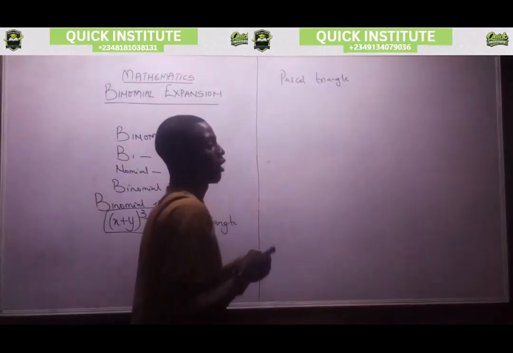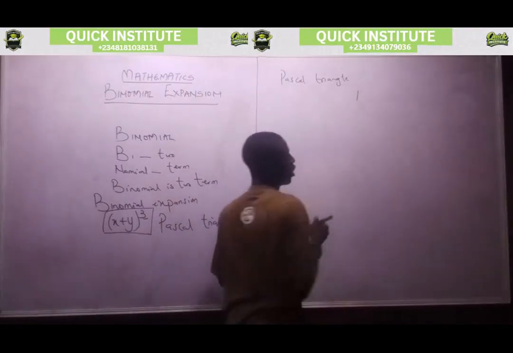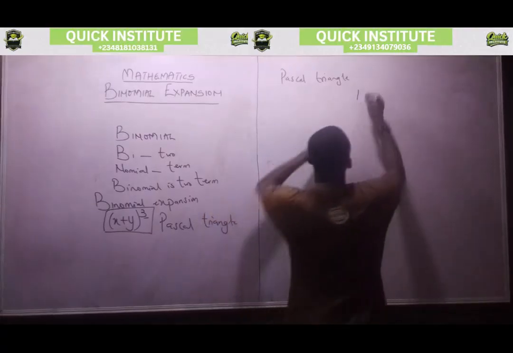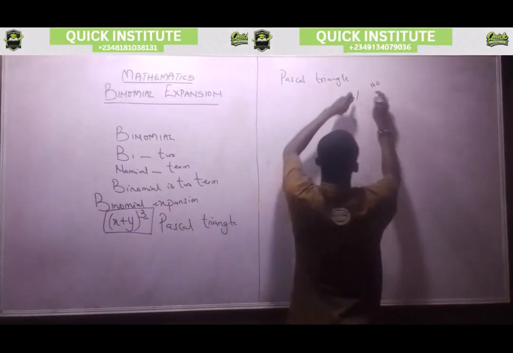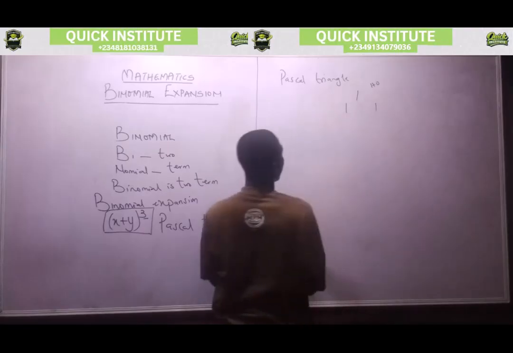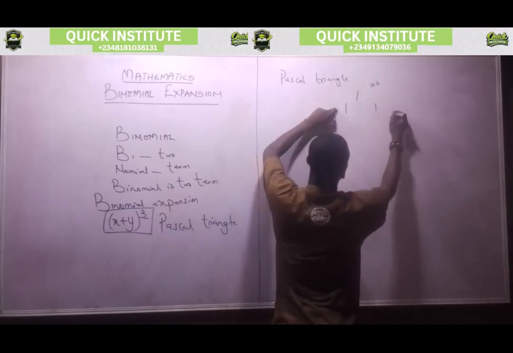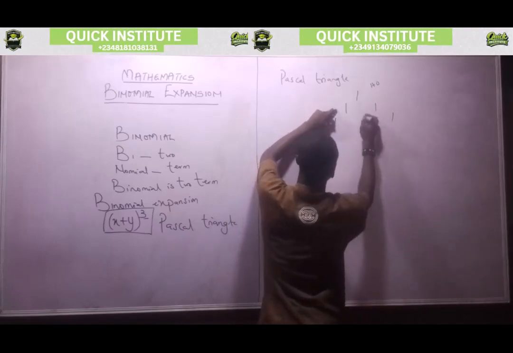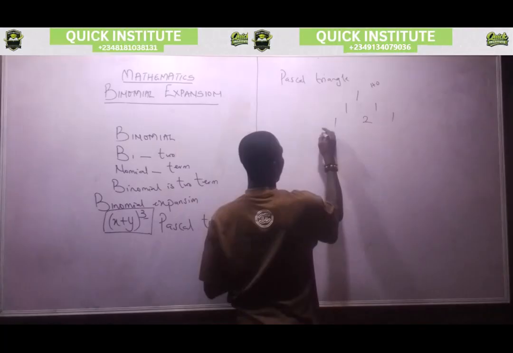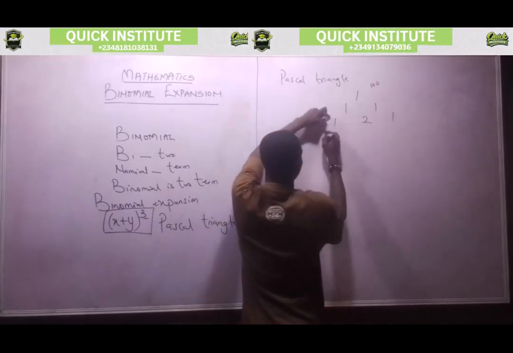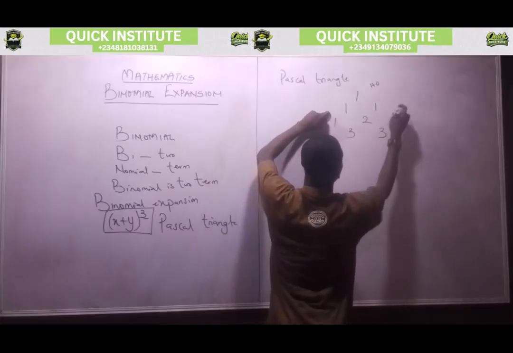When talking about Pascal's triangle, the first one you have to start with is 1. After that, 1 plus 0 is 1. You have 1 here. 1 plus 0 is 1. 1 plus 1 is 2. And we have 1 plus 0 is 1. 1 plus 2 is 3. 2 plus 1 is 3. 1 plus 0 is 1.